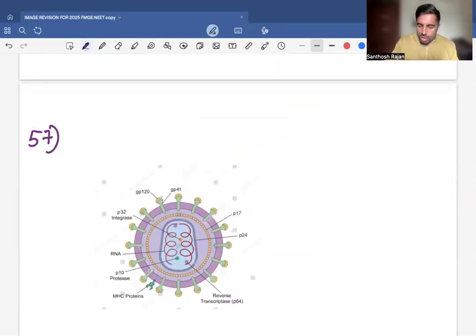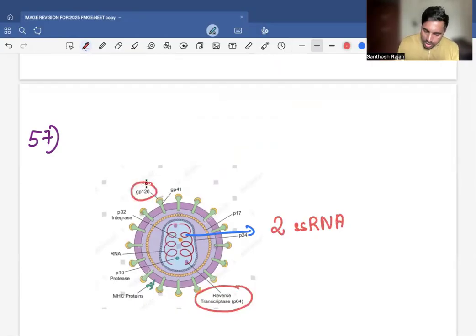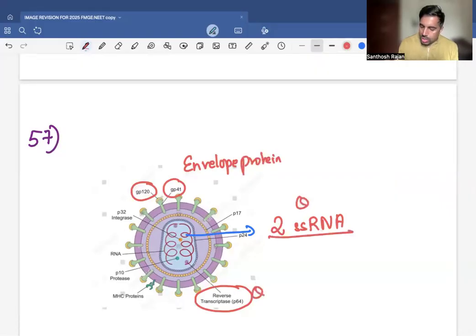When they tell you that, a lot of clues are here. First of all, you're seeing two single-stranded RNAs. That's the first clue. Second clue, you see the enzyme reverse transcriptase. And you see the proteins, gp41 and gp120, the envelope proteins. Very, very simple. All these clues go toward which virus? Your HIV virus.